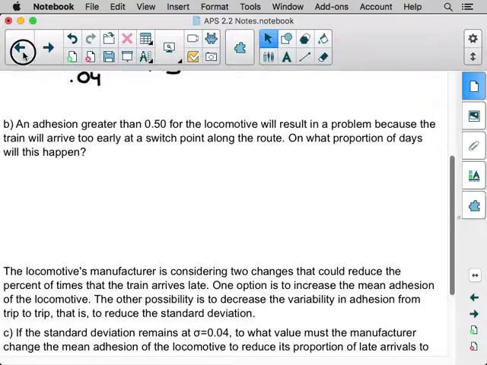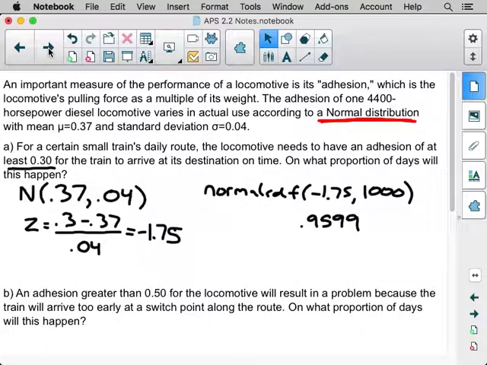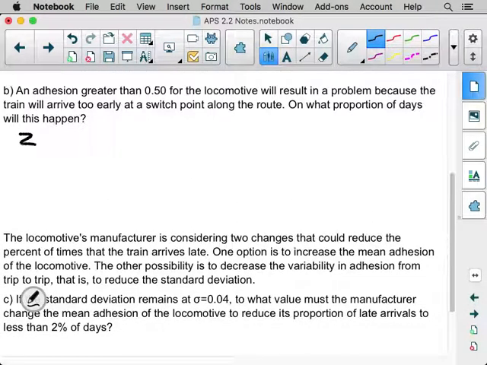So, again, same thing. If you ever need to reference this, we're starting with an observation. They're asking us about the percentage. So where's that first stepping stone? What do we have to do first? Always z-score. Always. So here, this time the observation is 0.5 minus the mean, which was 0.37, divided by the standard deviation.